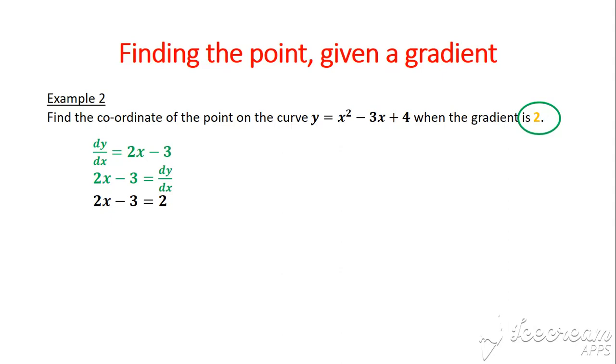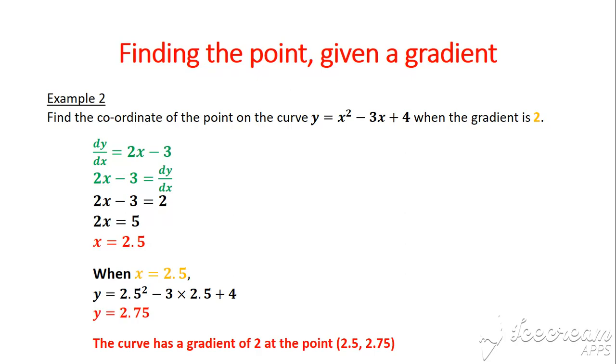And we're just going to solve this equation. So we're going to plus 3 on both sides, and we're going to divide by 2 to get x is equal to 2.5. So now we know the x value. We're going to substitute the x value back into the y rule, not the gradient rule, the y rule. So when x is 2.5, we're going to get y equal to 2.5 squared minus 3 times 2.5 plus the 4, and that gives us a y value of 2.75. So we've found the point on the curve that has a gradient of 2 is at the point 2.5, 2.75.